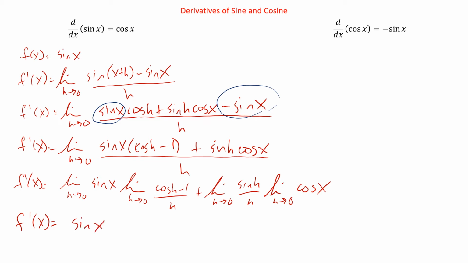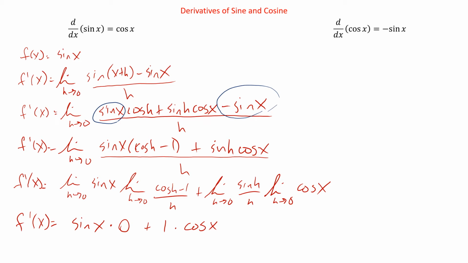Limit as h goes to 0 of cosine h minus 1 over h. This one we don't know right off the top of our head, but if you explore it graphically, if you graph it and you look at it, you will see that that is getting closer and closer to 0. Plus, limit as h goes to 0 of sine h over h. We have actually seen this one, but again, looking at it graphically shows that that'll get you to 1, times cosine x doesn't have an h in it, so it's just cosine x.